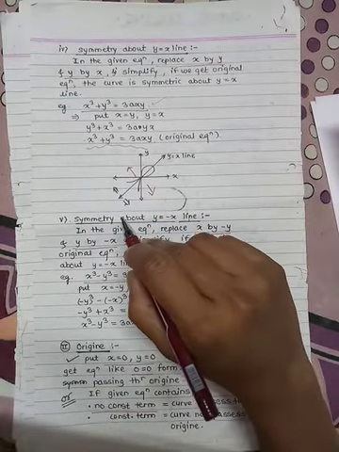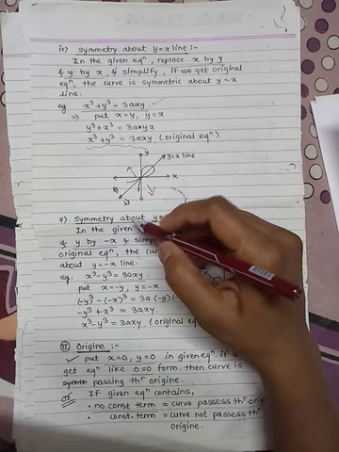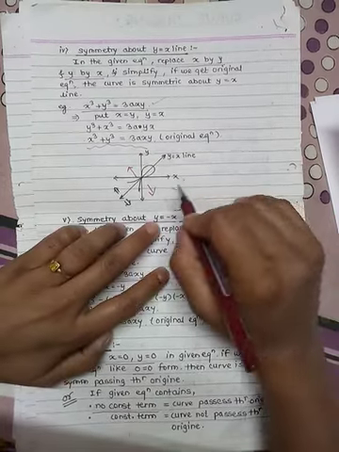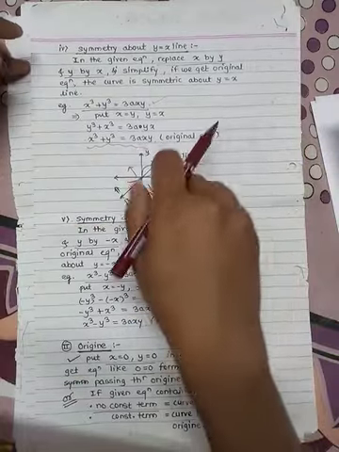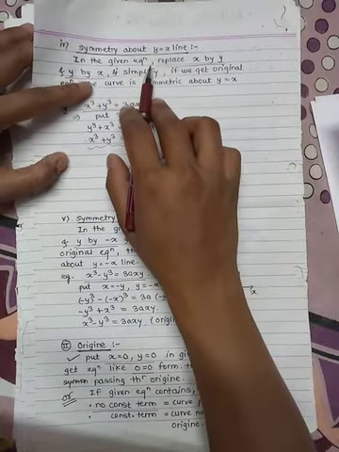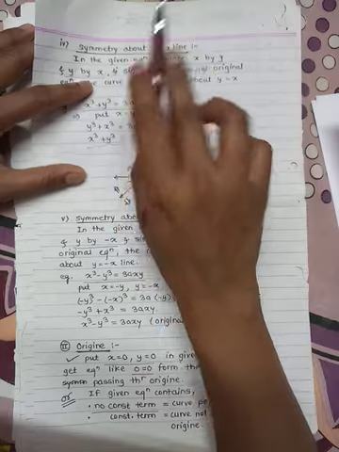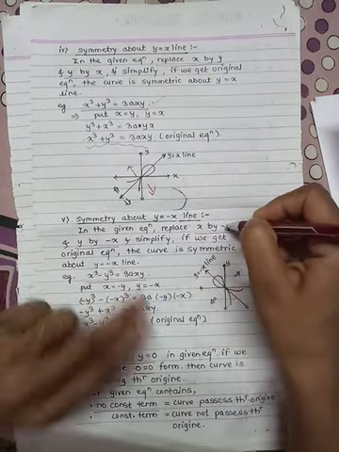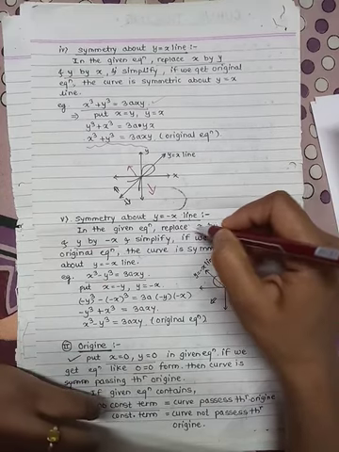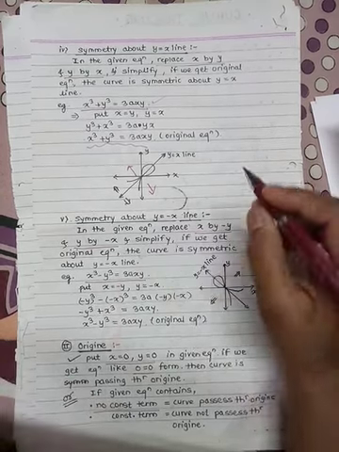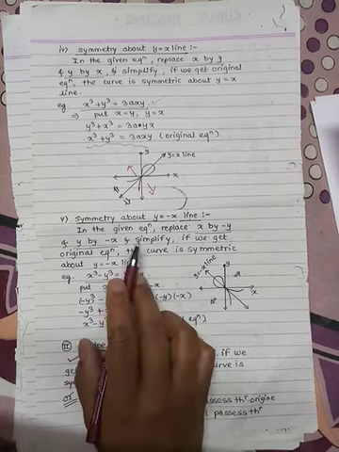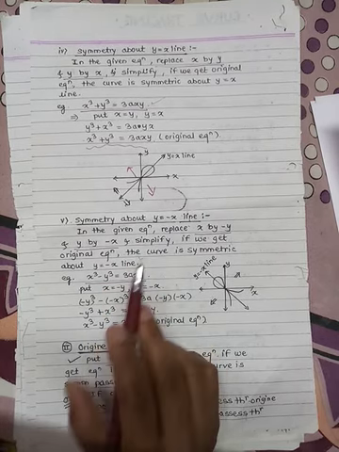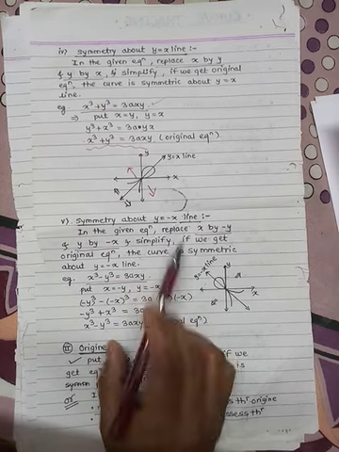Then the last symmetry condition is to check symmetry about the y equal to minus x line. These two conditions are similar. For y equal to x line symmetry, we put x equal to y and y equal to x. For symmetry about the y equal to minus x line, we have to take the negative sign: x equal to minus y and y equal to minus x. Again, after simplification, if we get the original equation, then we can say there is symmetry about the y equal to minus x line.